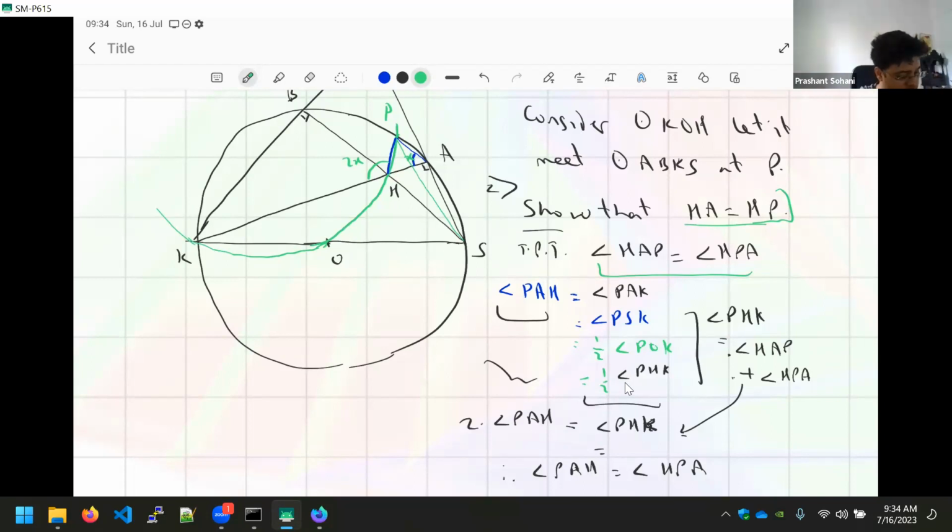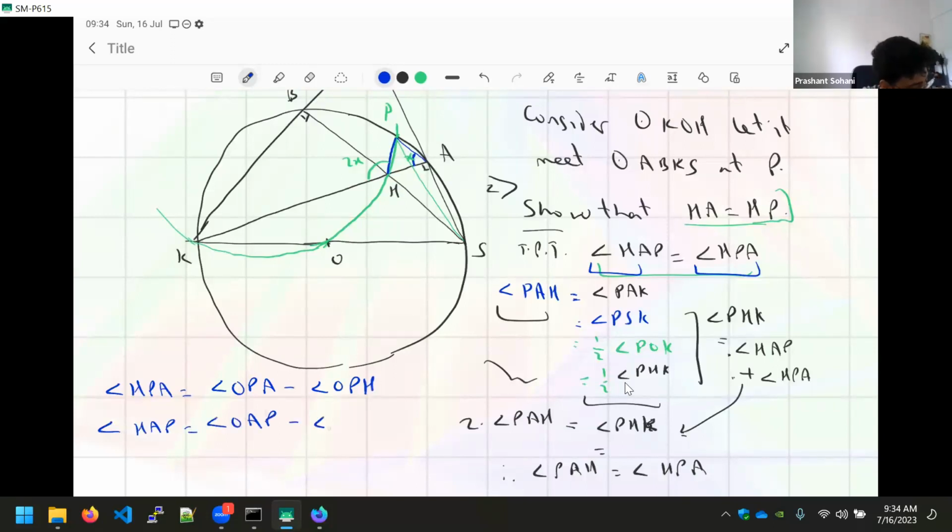So let me try to construct the way I understand it. What he said is that let us show the two angles HAP and HPA as the difference of two angles which are known to be congruent. For example, we can write angle HPA as angle OPA minus angle OPH, and angle HAP will be equal to angle OAP minus angle OAH, right? And if I can show that these corresponding pairs are equal, then also I'll be done, correct?